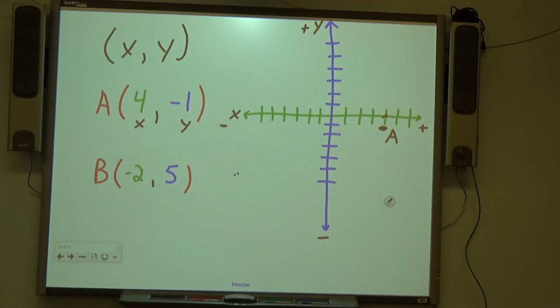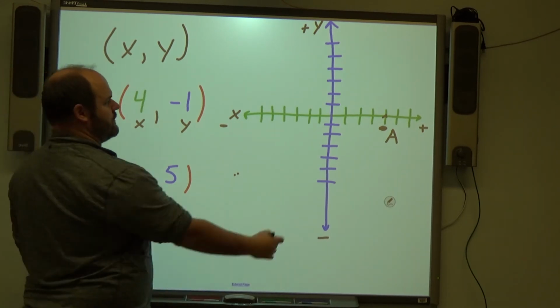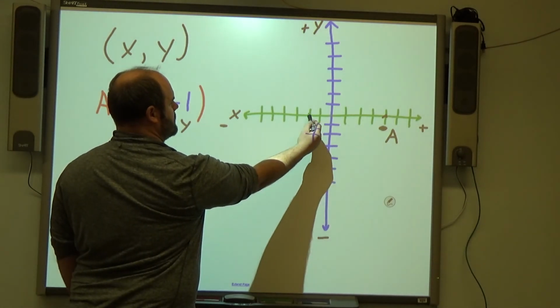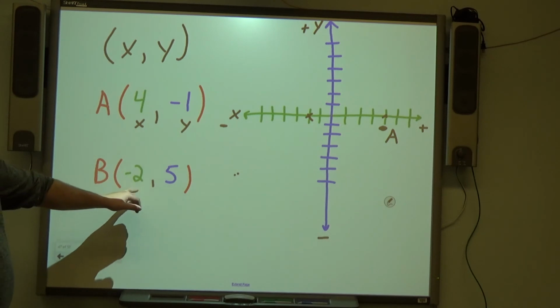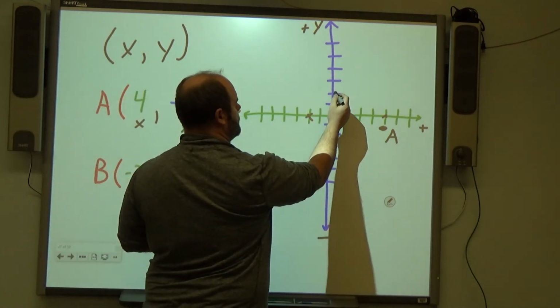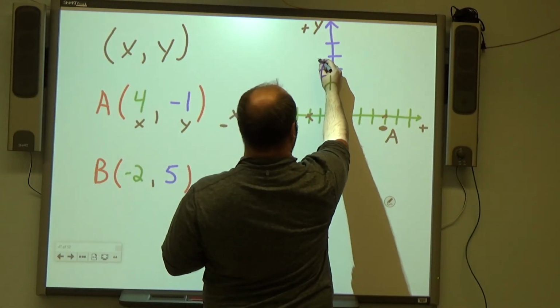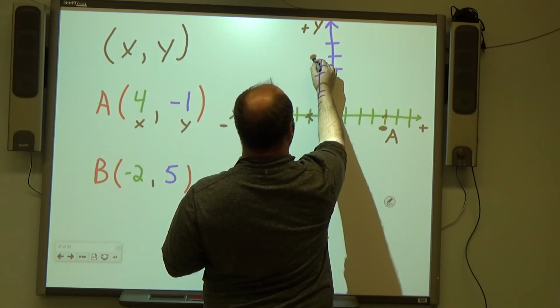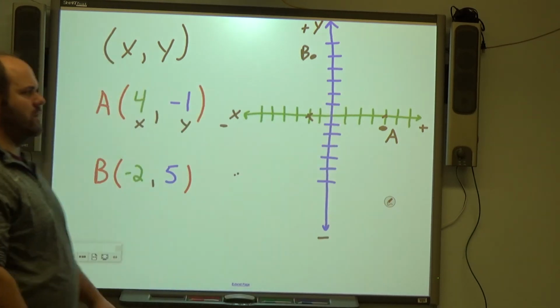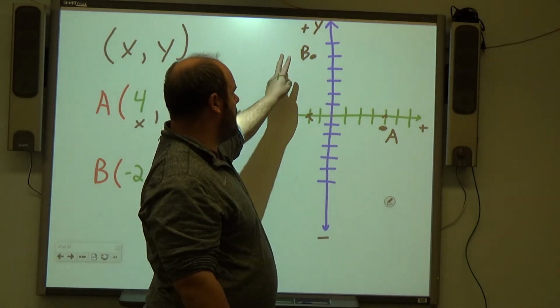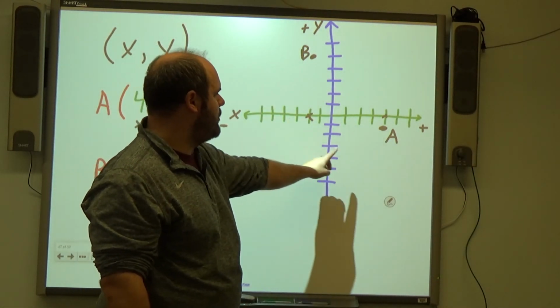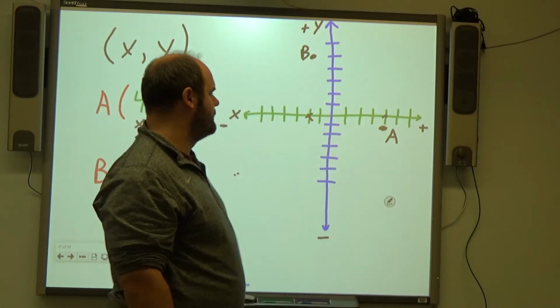Okay? Your next one, we have a -2, 5 for point B. -2, so it means I move in the negative direction. So I'm going to start there, or that's where I'm going to move with my x, and then I'm going to go up 5. So 1, 2, 3, 4, 5. Make sure I'm lined up above my -2. Okay? And that's where I'm going to plot point B. Once again, point B is in quadrant 2, and point A is in quadrant 4.